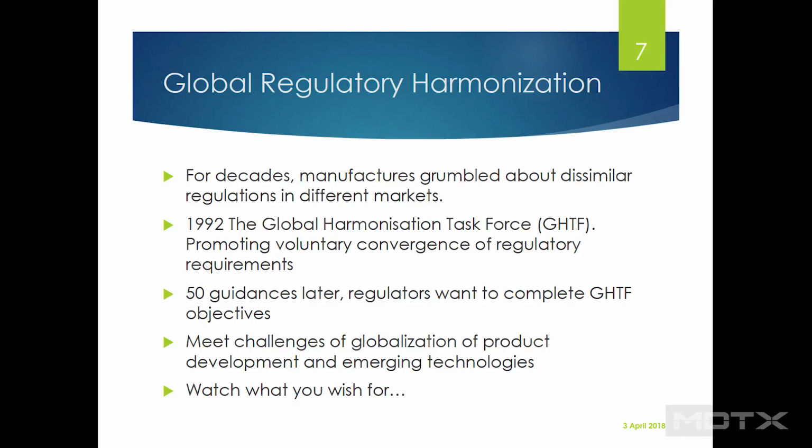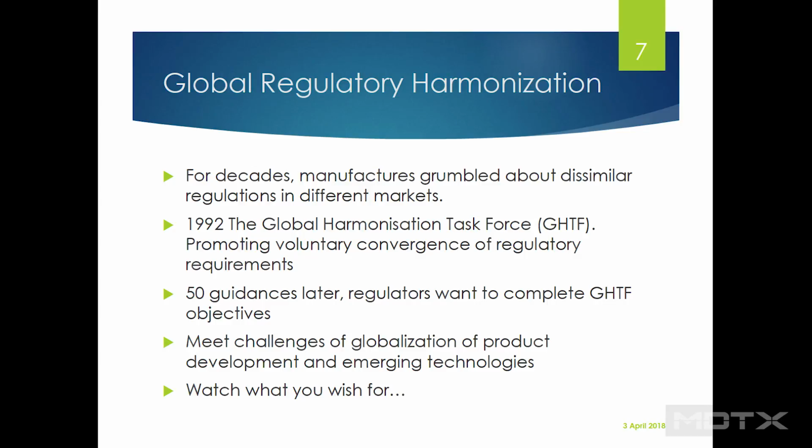All right. Why is this all happening? Why are they doing this to us? Well, device manufacturers have been grumbling for decades. I've certainly been one of the grumblers, and I know many who have been grumbling, that regulations around the world are not harmonized. That you have to jump through ridiculous numbers of hoops, and they're very different hoops for different markets. So the regulators have been attempting to get together and talk about this. They've been talking about this for probably more than 10 years.